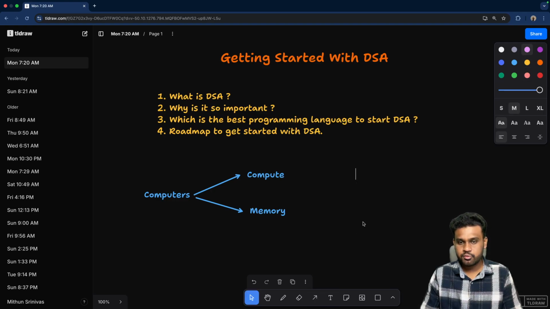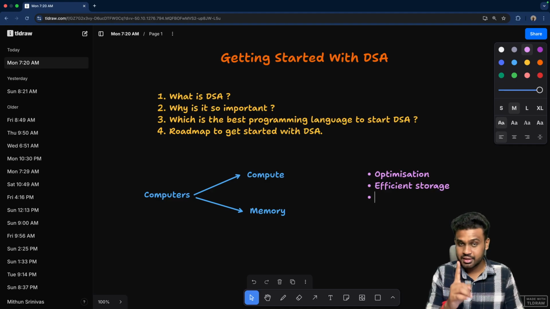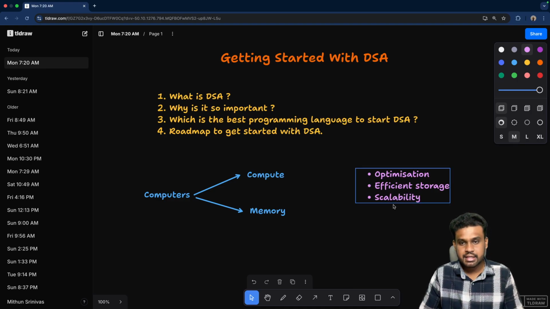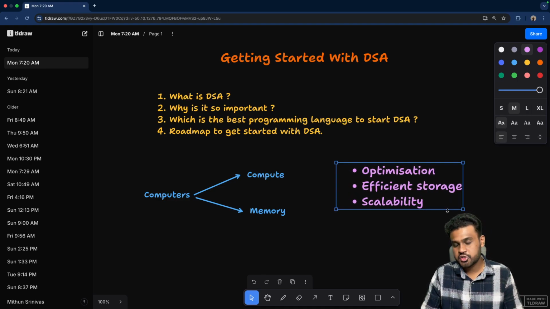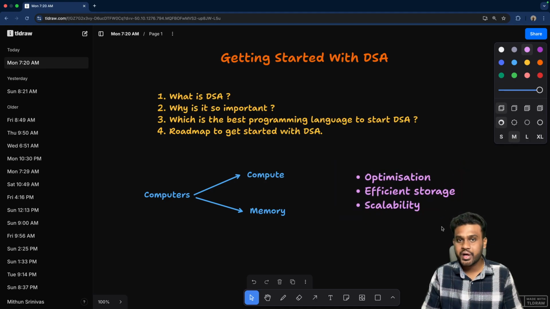Here, real world problems of optimization, okay, and efficient storage, and the third and most important part, which many of them ignore, is scalability. These are the three problems which DSA makes you ready for, and this is why companies, especially big companies, big names, will ask you DSA because of these three reasons.